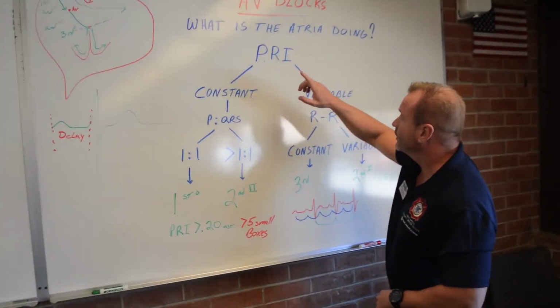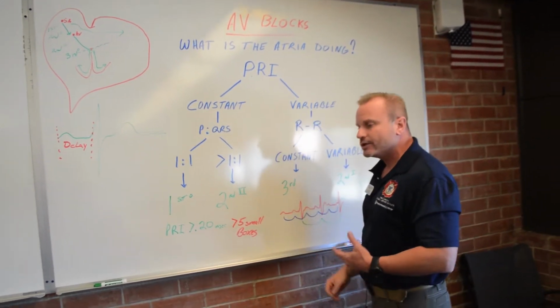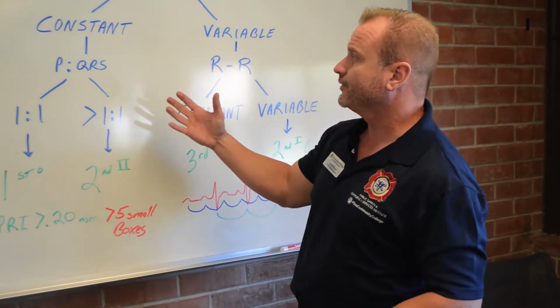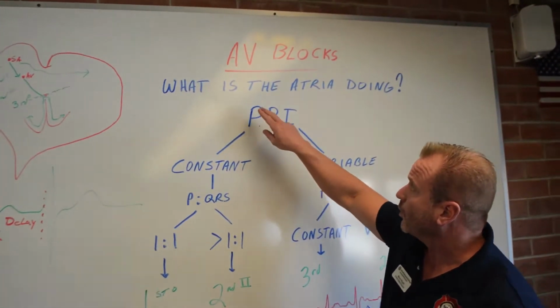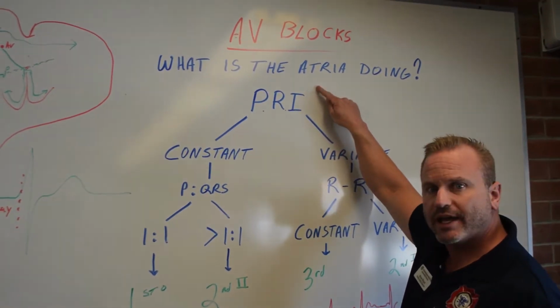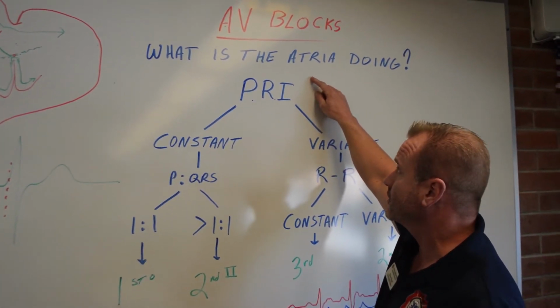So coming over here, how do we discern this? The paramedic students ask a lot, well, what's the difference between a second degree type 1 and a third degree? And is there significance of that? And so we'll break this down. Whenever you're looking at blocks and trying to discern them, ask yourself, what is the atria doing? Because this is where our primary pacemaker comes from, the atria.